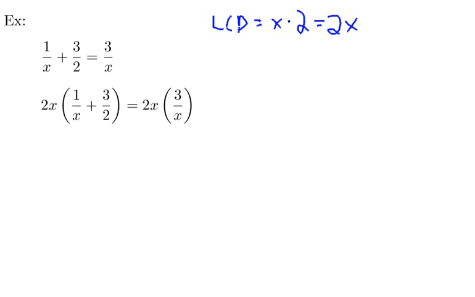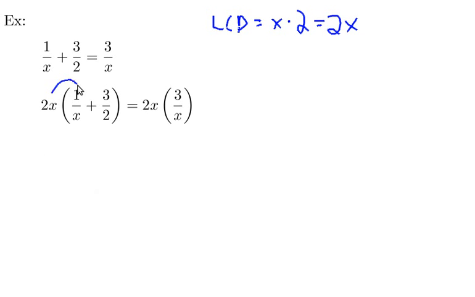Oh, I forgot to multiply. Okay, so I'm multiplying both sides of the equation by the LCD of all three of these. What that will do in the end is get rid of all the fractions, and we can see that in action.